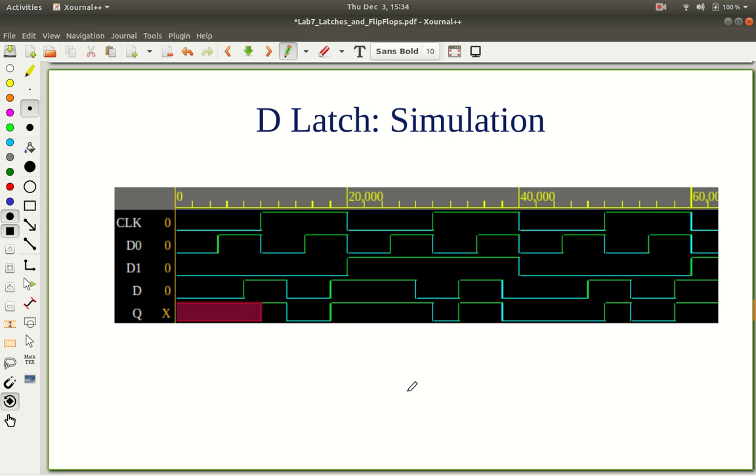So let's see the same simulation, but with D0, D1, etc. printed out. Okay, so here is D0 and D1, and you can see that D is an XOR of the two, shifted slightly.